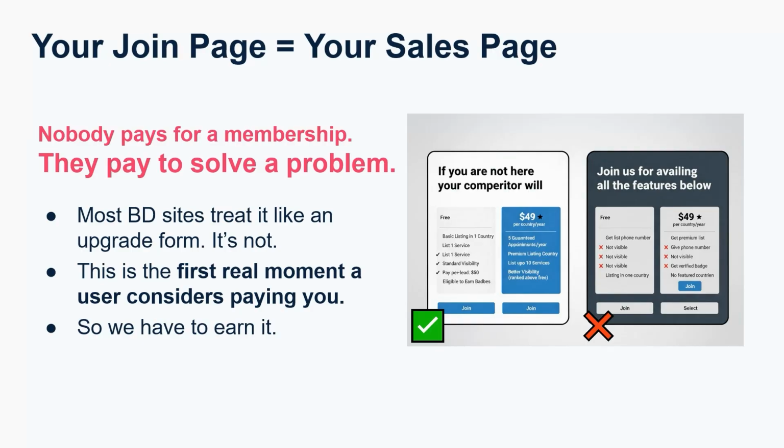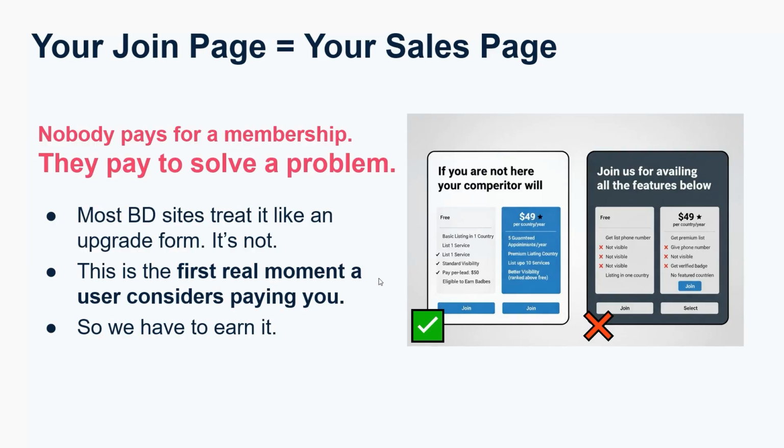So coming to this slide, our join page is our sales page. So no one pays for a membership. They, or we, pay for solving our problem. So if I am paying to Netflix, it should solve my problem. If I am paying to Uber, it should solve my problem. If I'm paying to Yellow Pages, is Yellow Pages solving my problem? So that is the core element any human thinks about.